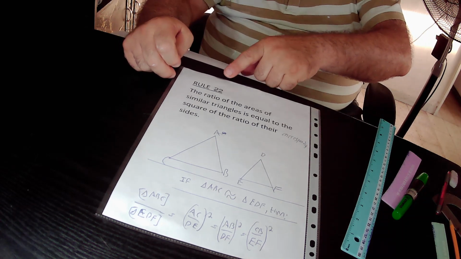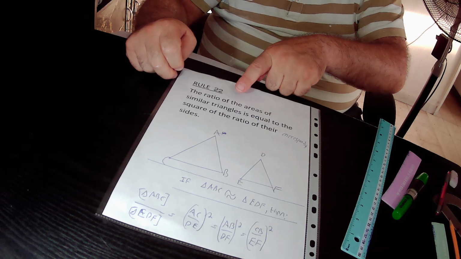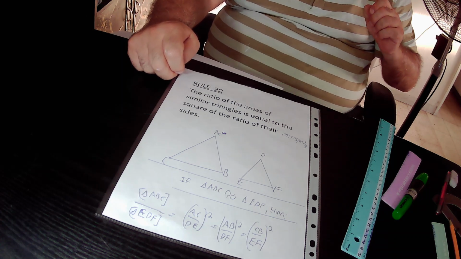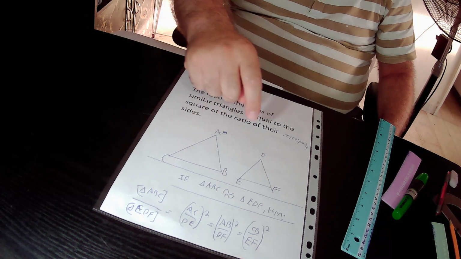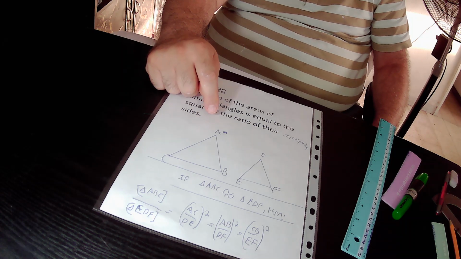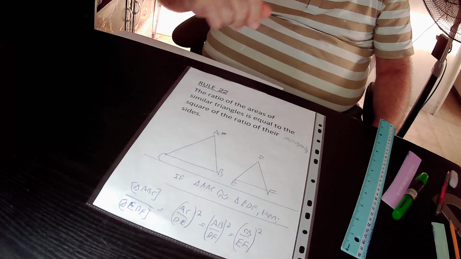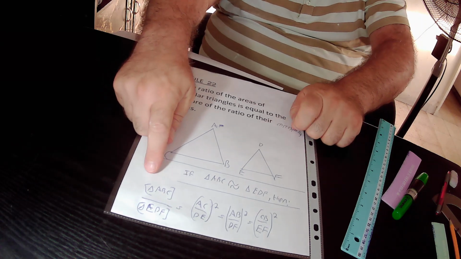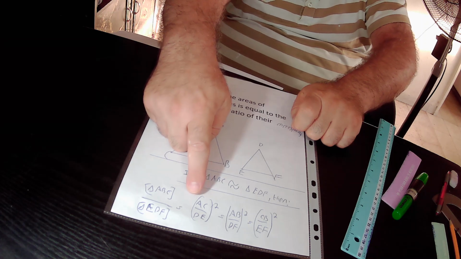So the ratio of the areas of the similar triangles is equal to the square of the ratio of their corresponding sides. Side AC is the corresponding side of side DE. The square of the ratio of side AC with side DE is AC over DE squared. So in total we found out that the ratio between the areas of those two similar triangles is equal to the square of the ratio of their corresponding sides. That is to say, it is AC squared over DE squared.